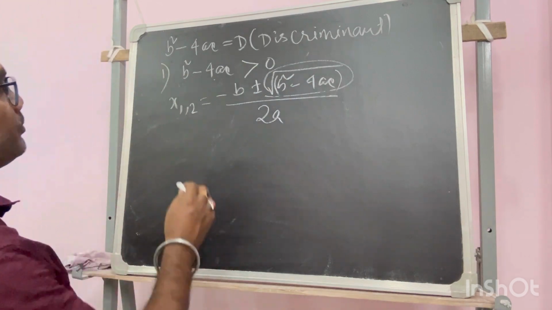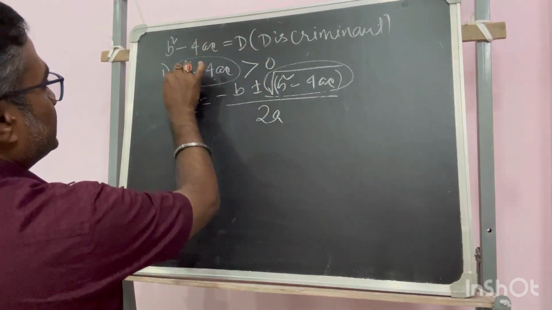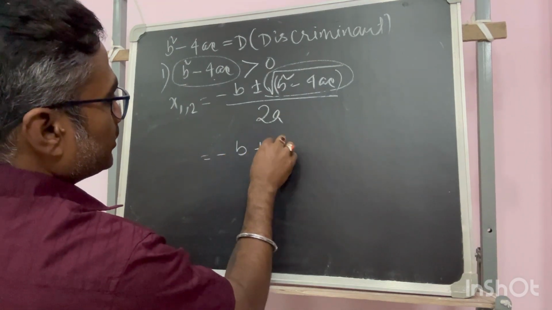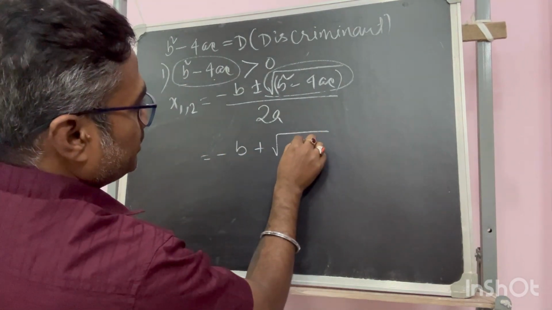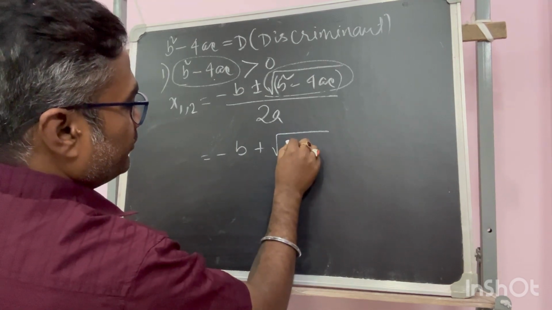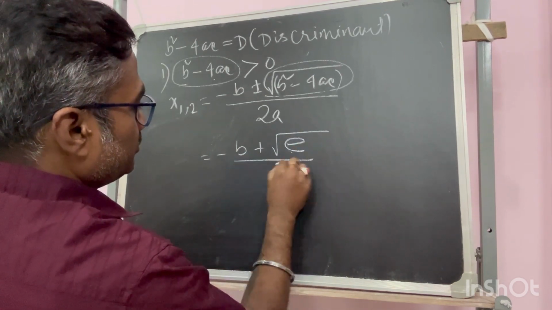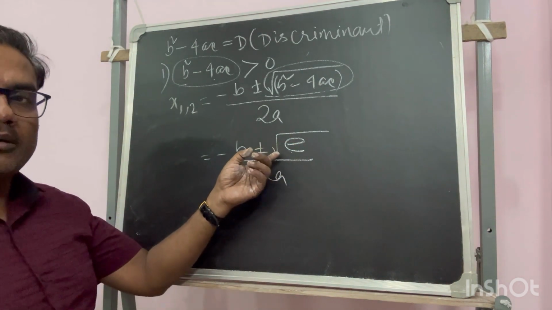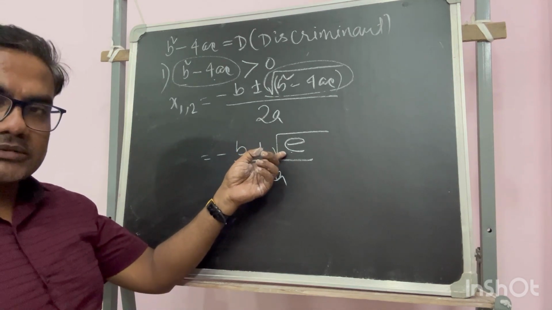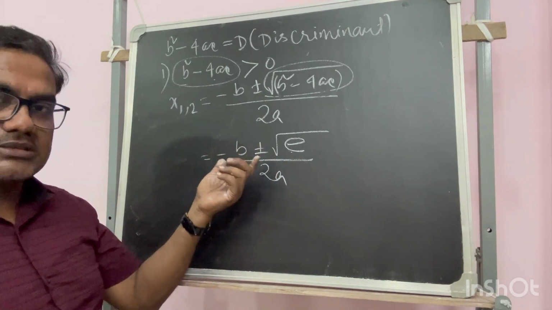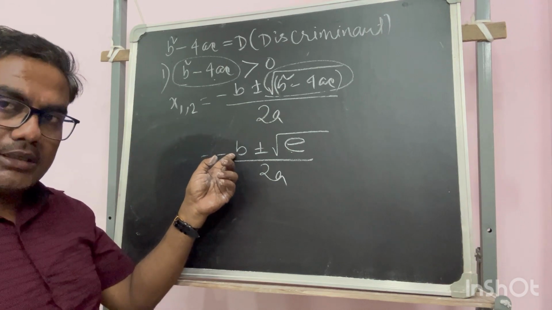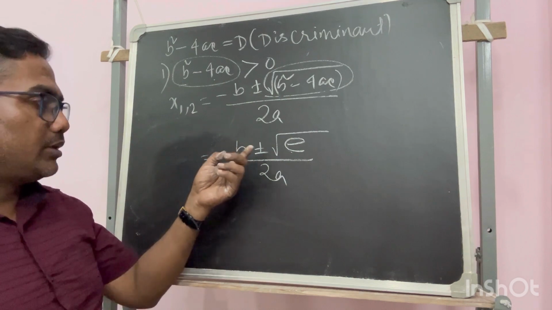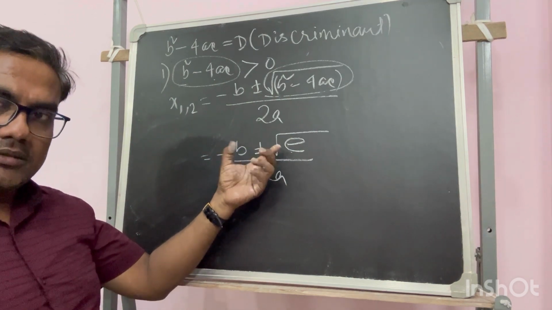So if it is only greater than 0 and not a perfect square, then the roots will be something I am just writing in the form of, let's say, e. So I will get something like that. The roots will be, what do we say, a surd. That means a mixed surd: a real number, or natural number, and a surd. So this is a mixed surd.